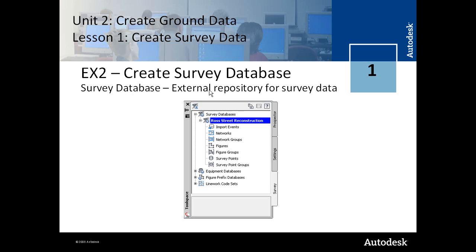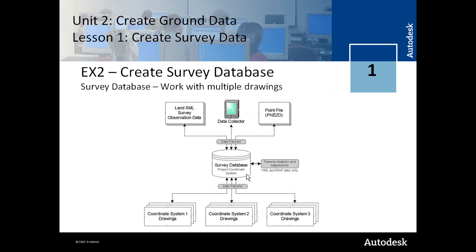So the survey database is an external repository for survey data, and these are listed on the survey tab. And you can see here that you can transform data or move data from a survey database to any different set of drawings. And this is very interesting because the survey database can be at a specific project coordinate system, and when you move data from the database, you can move it to any drawing via a data transfer, and a coordinate transformation occurs.